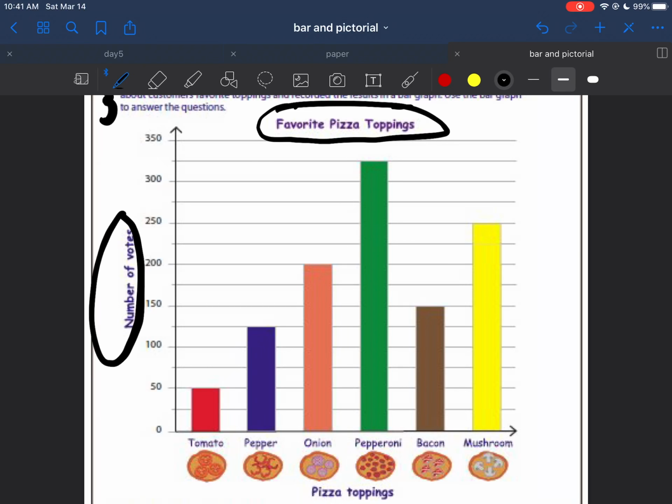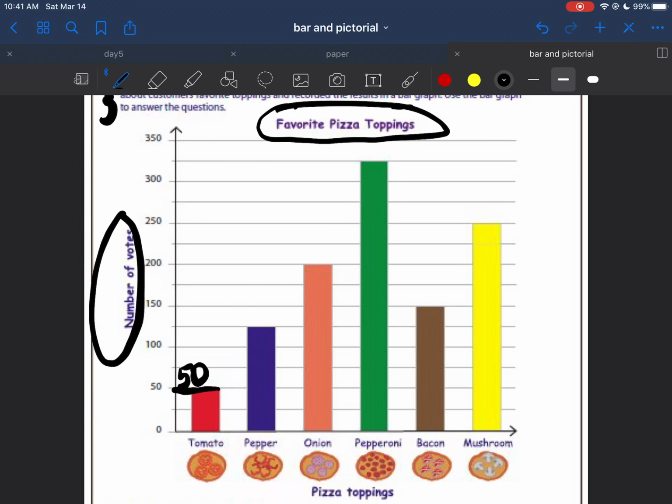Well, how many people liked tomato? If I go over here and look at my scale, it says 50. So how many people like tomato topping as their favorite? 50. I've taught my class to write 50 above the bar graph so it's easier to understand and analyze as you're answering your questions. I'm going to move on to pepper.